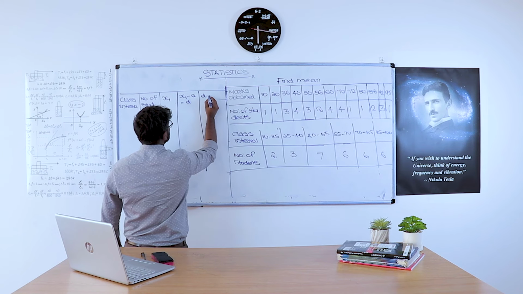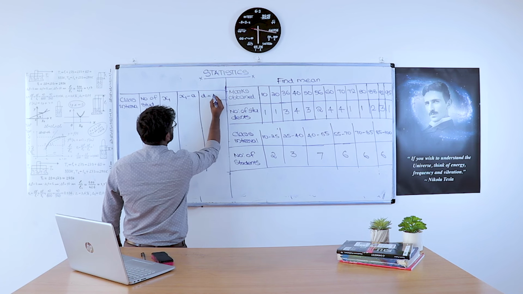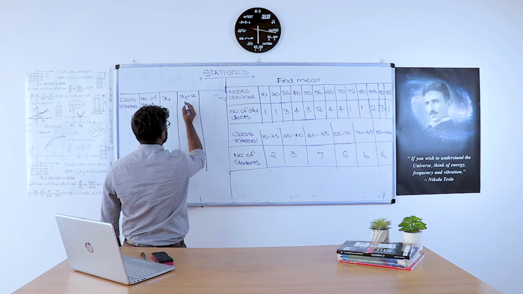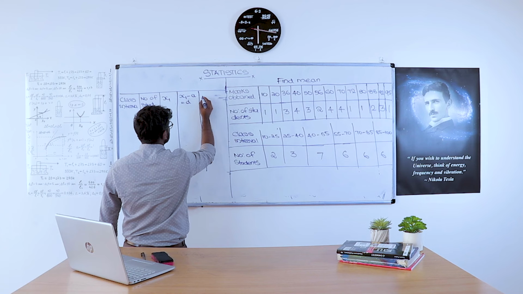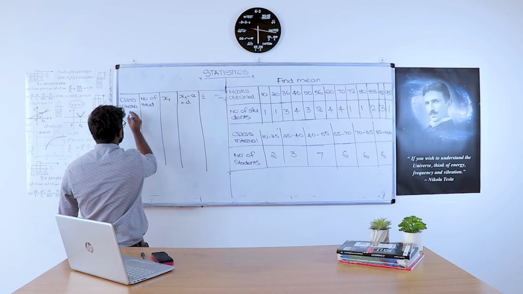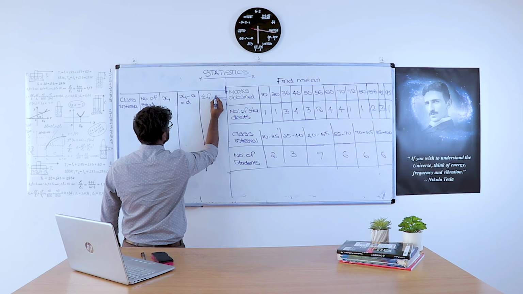d is equal to xi minus a. Then summation fi, that is, xi minus a is called the d value. Then summation of the number of students fi, summation fi into d.